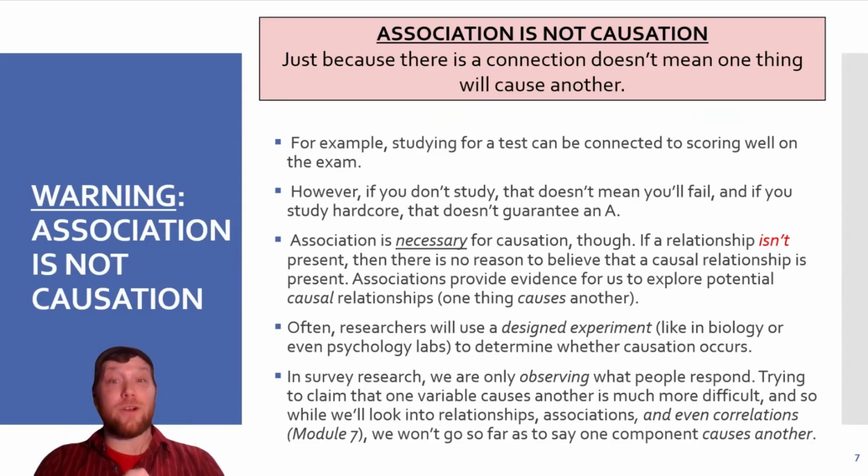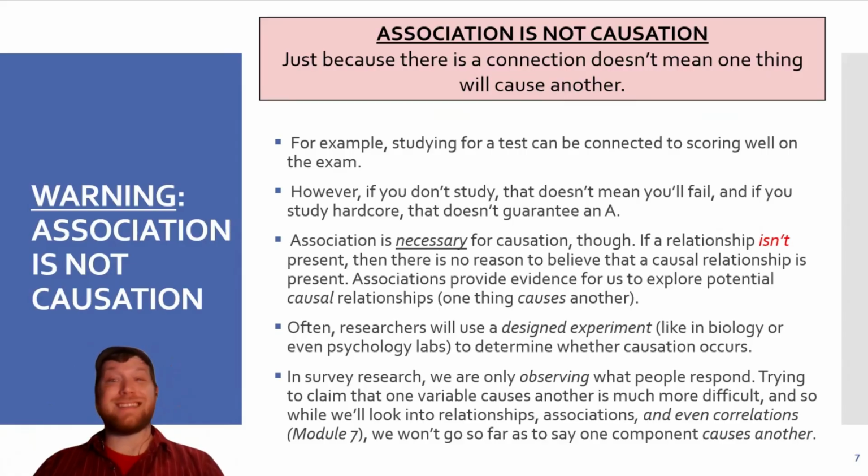But association is necessary for causation, because causation is basically a causal relationship. If there isn't any relationship, how could I say that it was a causal one? If a relationship is not present, there's no reason to believe a causal one would be. But associations can provide evidence for us to explore potential causal relationships, where one thing causes another.